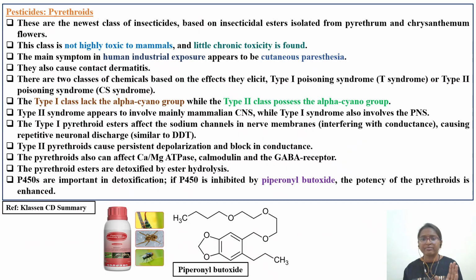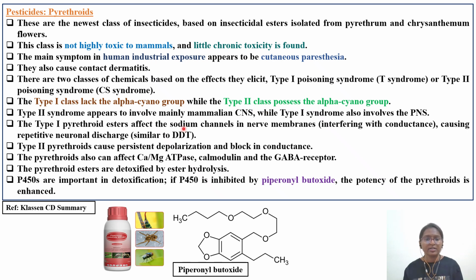So we will go to the important things which have been discussed under the class and CD summary. The important thing is that the type 1 class lacks the alpha cyano group, whereas in the type 2 class, the cyano group is there. That's why I gave you that structure. Next to the carboxylic group, you will have the cyanide group.